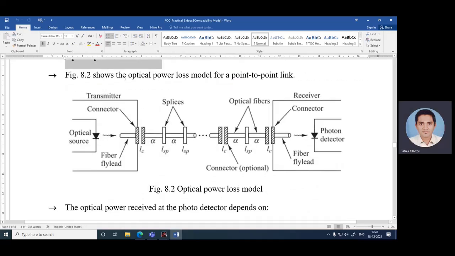Optical power loss model. Figure 8.2 shows the optical power loss model for a point-to-point link, with the transmitter consisting of connector, optical source and fiber fly lead. Then there are splices, optical fibers, connectors, and the receiver consisting of connector, fiber fly lead and photodetector.